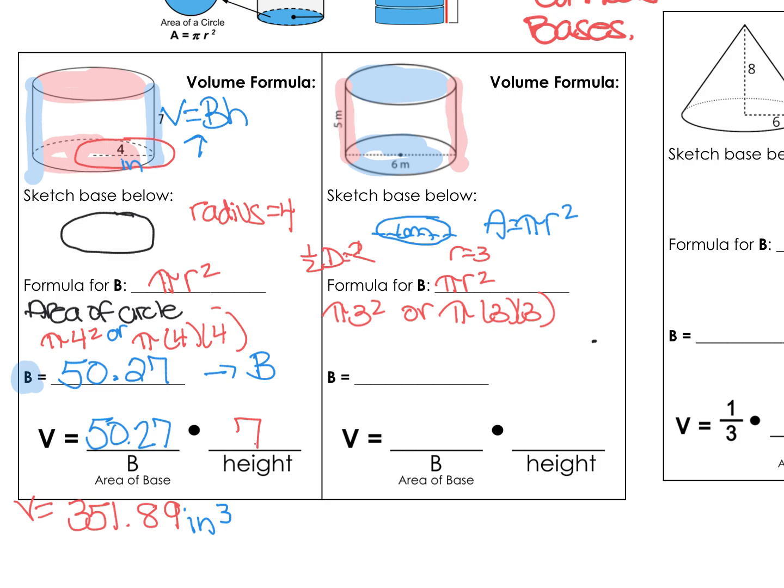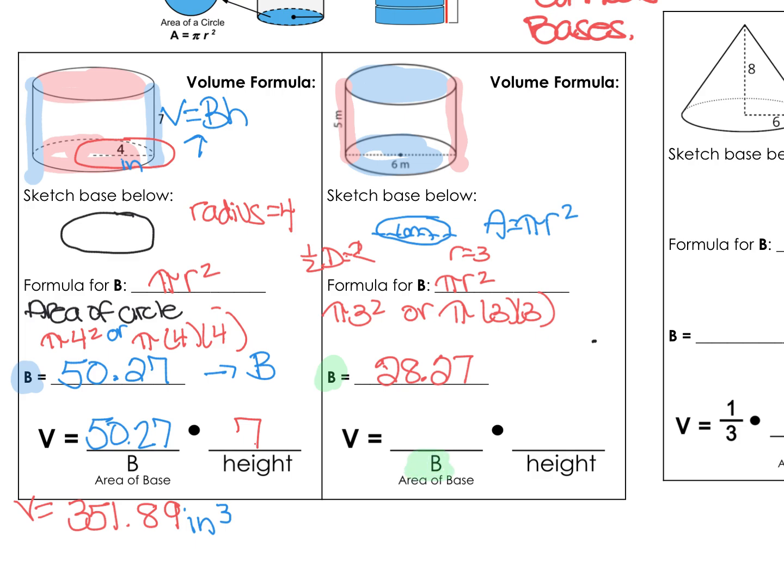Okay. So let's go over to our trusty Desmos calculator, plug that in. We will round this again to the nearest hundredth. And I'm getting 28.27. Hopefully you got the same. So this is our big B, and we're not done yet, okay? Because now I'm going to substitute it into my volume formula.